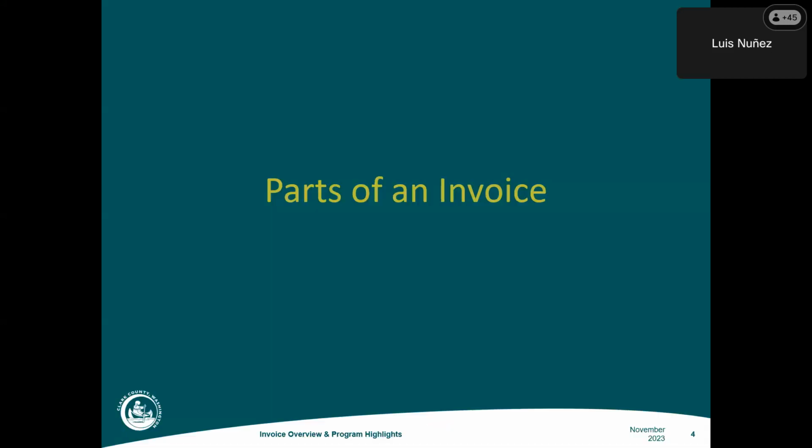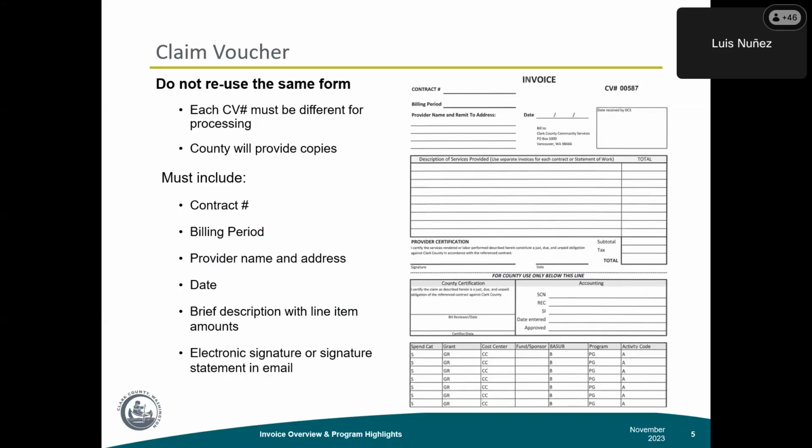Next slide. All right, now covering the parts of the invoice. The first page of the invoice packet is called the claim voucher. This on the right is what it looks like. There are some components that I'm going to be covering.